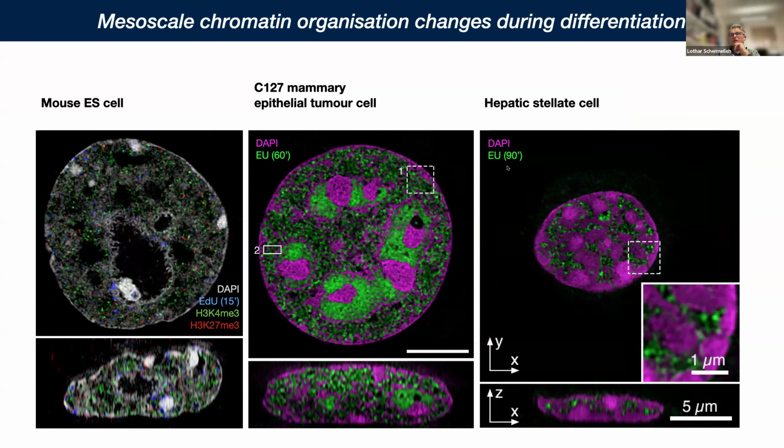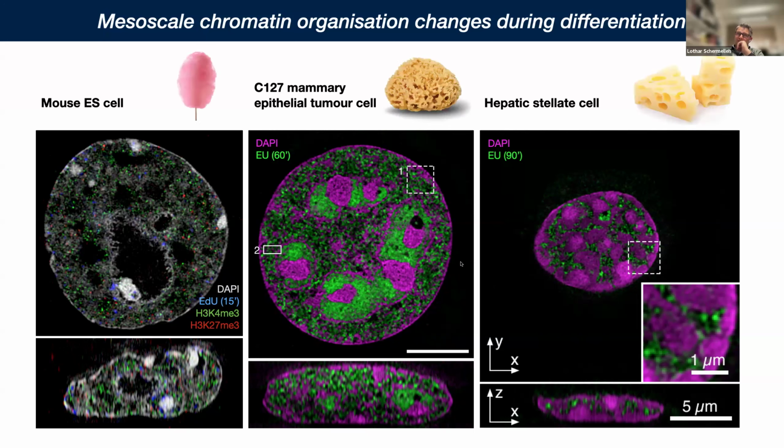So here, if we look at RNA, it's very much restricted to these small pockets of interchromatin space, with a much smaller surface to volume ratio. And essentially what that suggests, I basically call this cotton candy chromatin. This is more like a sponge topography, and this is like a Swiss cheese, essentially.